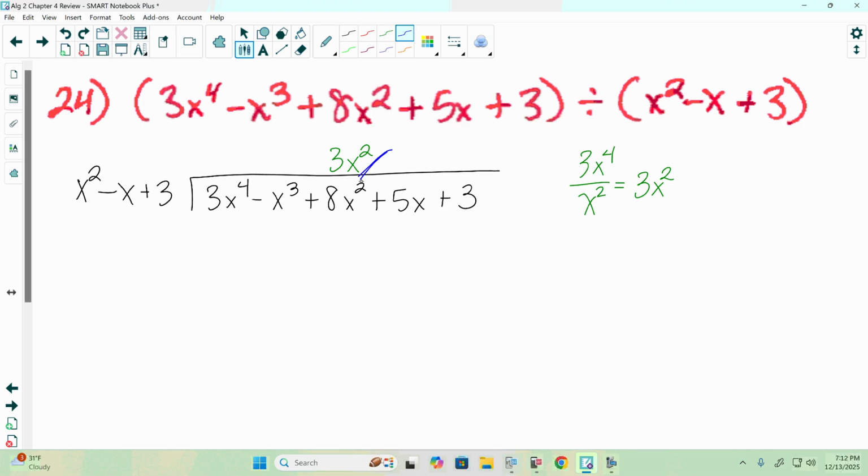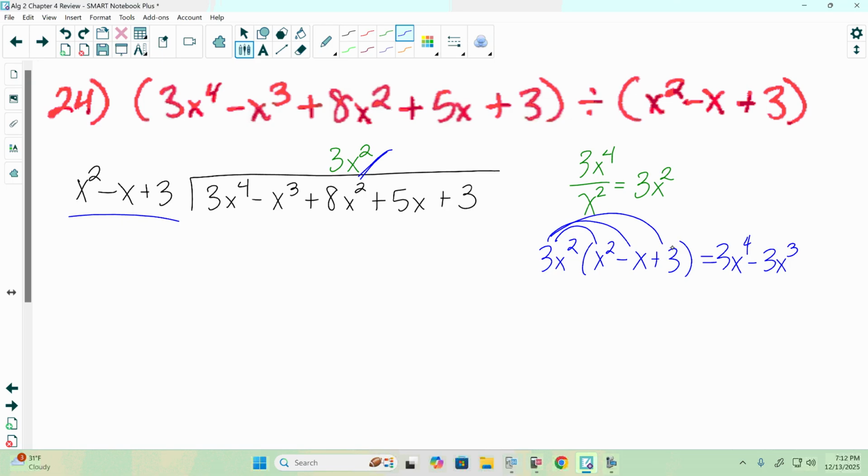Now we're going to take this and multiply what's outside. So 3x squared times x squared minus x plus 3. We distribute: 3x squared times x squared is 3x to the 4th. 3x squared times negative x is negative 3x cubed. And 3x squared times 3 is plus 9x squared, and we can put that underneath here, so 3x to the 4th minus 3x cubed plus 9x squared.